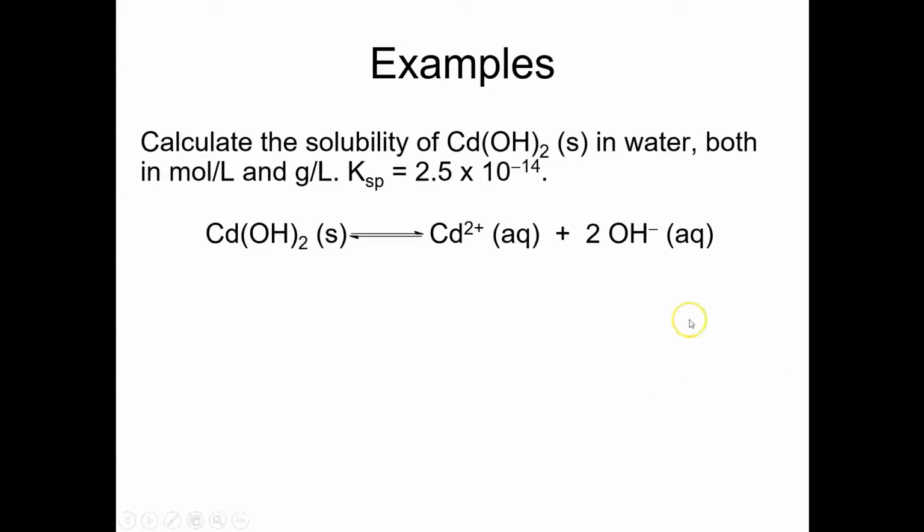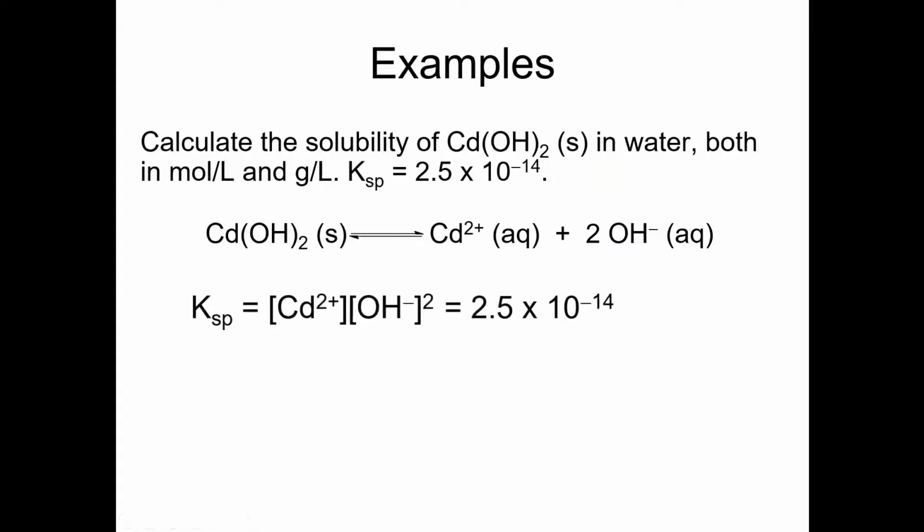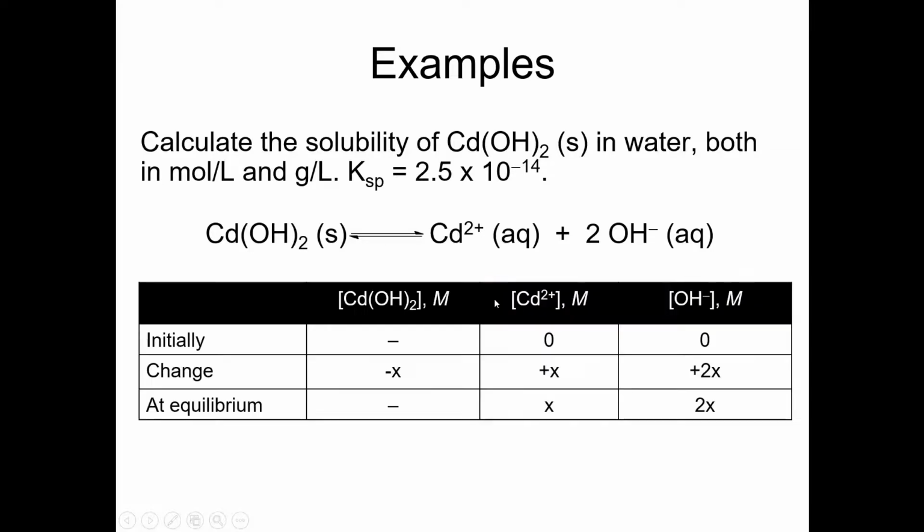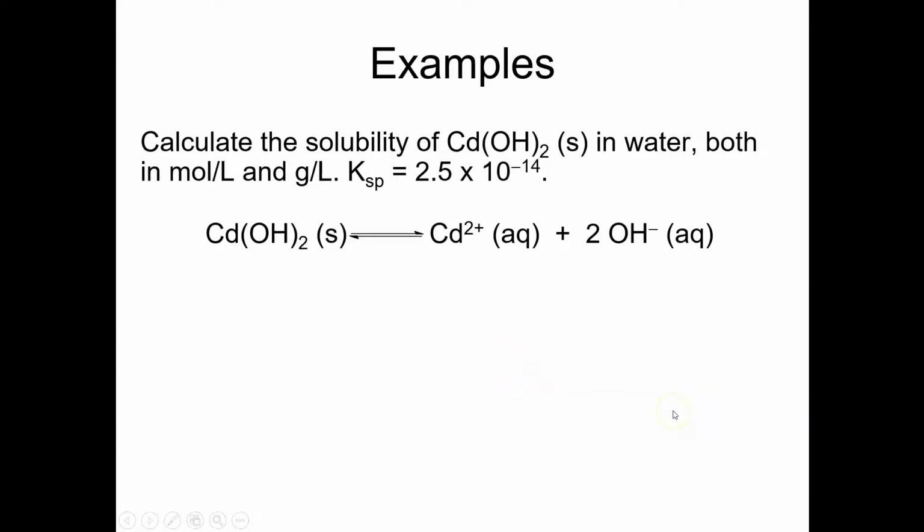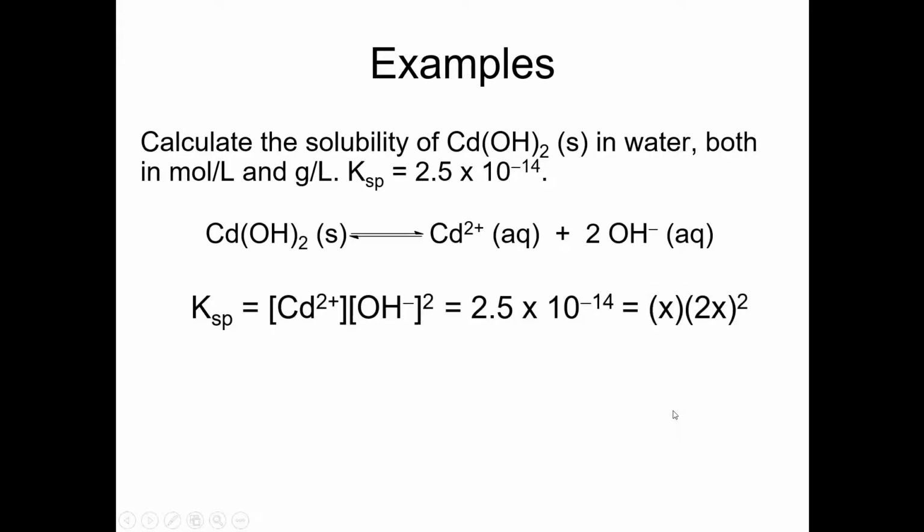The other thing is that because this has a 2 in front of it, the equilibrium constant expression has the hydroxide raised to the second power. And so Ksp is not just equal to cadmium times hydroxide, it's equal to cadmium times hydroxide squared. And so now if you go back, the cadmium was X, but the hydroxide was 2X. And so when we substitute those values into the equilibrium constant expression, X takes the place of the cadmium, but 2X takes the place of the hydroxide, and it's squared.